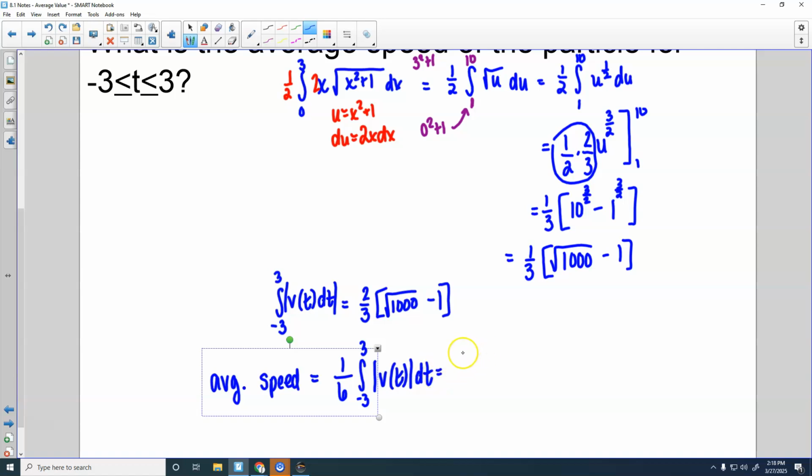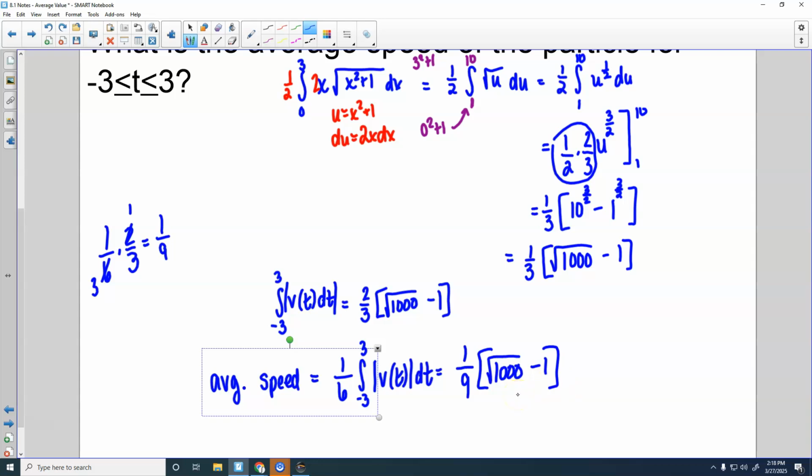And that is going to give me, I got to do 1/6 times 2/3, which is going to give me, that'll reduce right there, which will give me 1/9. So I'd have 1/9 square root of 1,000 minus 1.